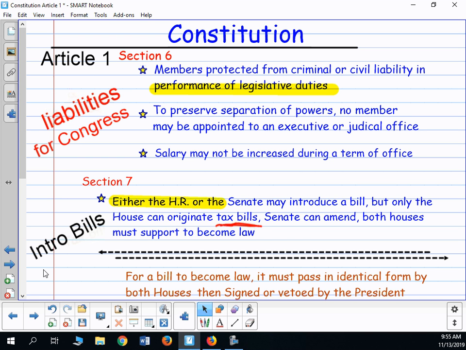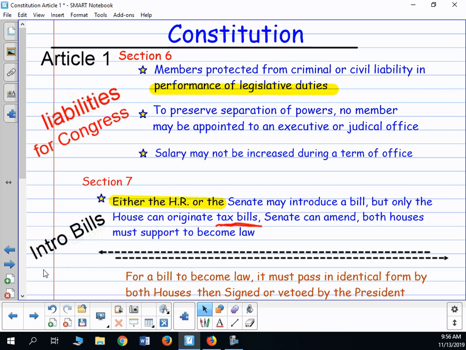Now, Section 7. This is very important because it talks about how a bill becomes a law. How is it that they can make law? Interestingly enough, Section 7 is about that, but they're not specific on how a bill becomes a law. Only over time, as the Senate and the House have started making law, has this process evolved and finally become what it is today. And I'm going to go over that with you and show you this whole process.